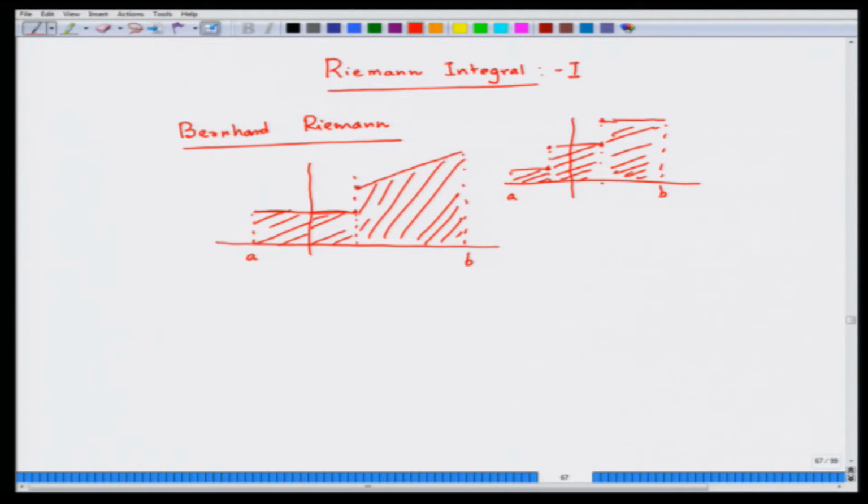See, the idea is interesting in the sense that if a function is bounded, Riemann said that you can extend the concept of Newton's integration from continuous functions to bounded functions, because every bounded function need not be continuous. Here we see that these two functions are bounded but discontinuous at several points. So, how do I look at such a function? Okay, let me make a drawing.